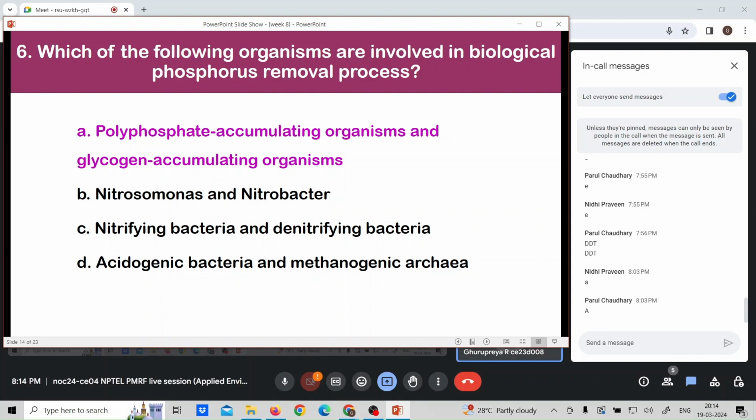Coming to the phosphorus accumulating organisms and glycogen accumulating organisms, I think you all know PAOs, the polyphosphate accumulating organisms. They are obviously involved in the phosphorus removal process. Where do these glycogen accumulating organisms come into the picture? Any idea?